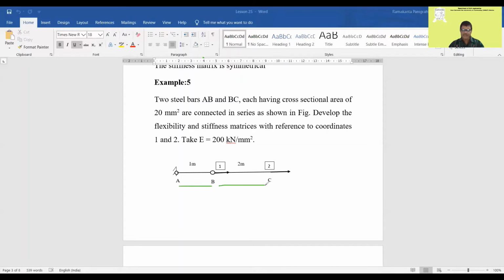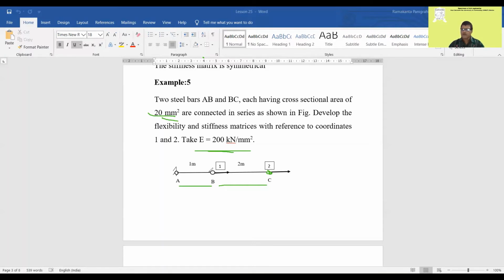AB and BC. Okay, so here is a pin connection. And two steel bars AB and BC, cross-sectional area is 20 mm square. So area is given. E value is given, in kilonewton per millimeter square. Okay, and coordinates are given. This is coordinate 1 and coordinate 2. So you have to develop the stiffness matrix.